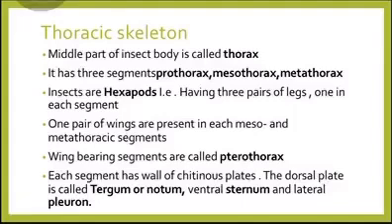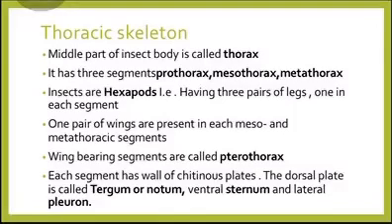The first type of appendage which is found on the thorax are the legs. There are three pairs of legs, one pair in each segment. They are used for walking, running, etc.